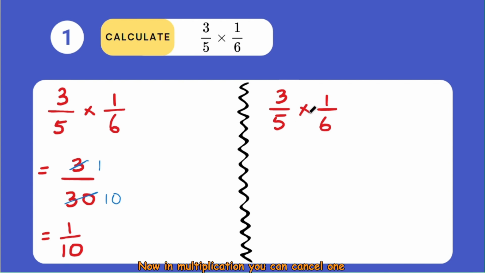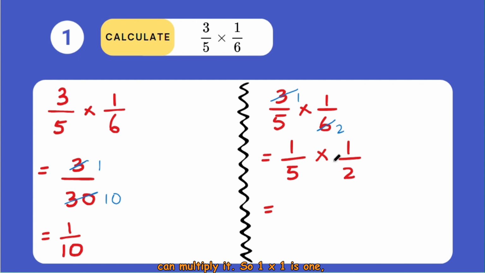Now in multiplication, you can cancel one numerator and one denominator. So over here we are cross-cancelling because we're taking the numerator of the first fraction and the denominator of the second fraction. So 3 divided by 3 is 1 and 6 divided by 3 is 2. So now I'm going to write my fractions as 1 over 5 times 1 over 2. And now I can multiply it. So 1 times 1 is 1, 5 times 2 is 10. So my answer is the same, equal to 1 over 10.